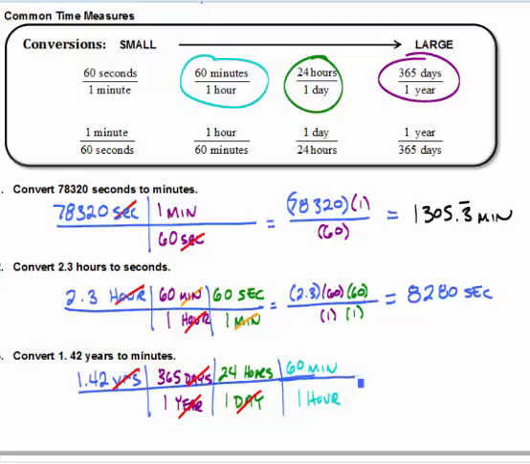And again, just like we'd hoped, the hours cross out because they're in top and bottom, and now it's just multiplying straight across the top and the bottom and dividing the two.